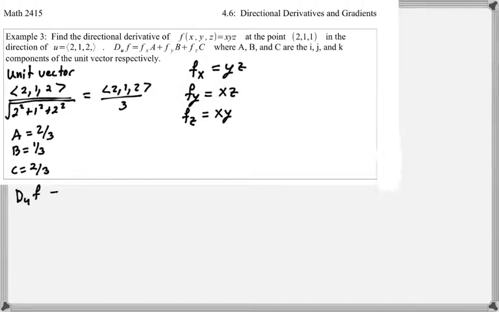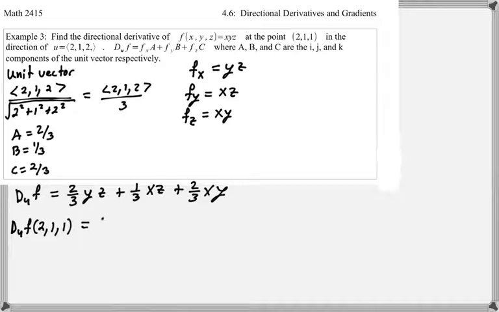So the directional derivative of f in the direction of u is going to be 2/3 yz plus 1/3 xz plus 2/3 xy. And then we want to calculate the directional derivative in the direction of u from the point (2, 1, 1). Okay, so that's going to give us 2/3 plus 2/3 plus 4/3, or it's going to be 8/3.